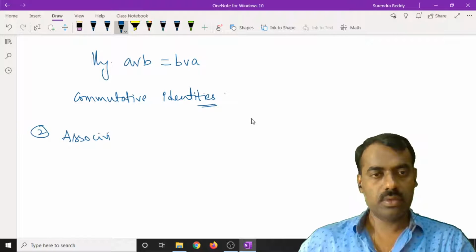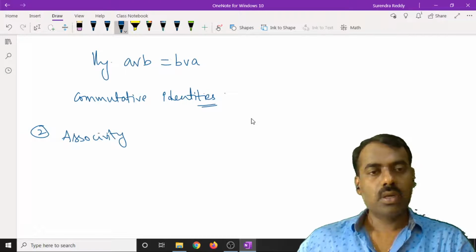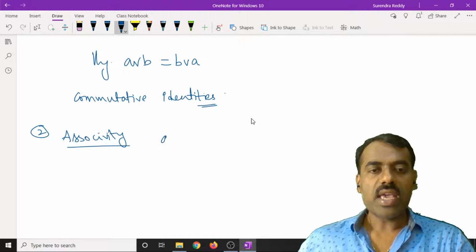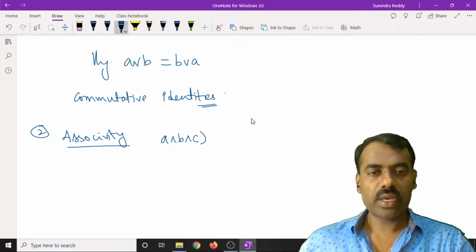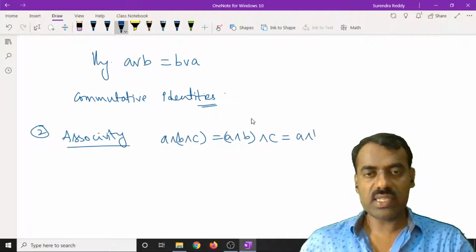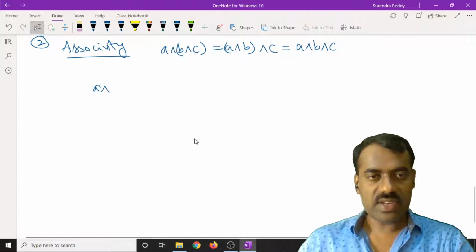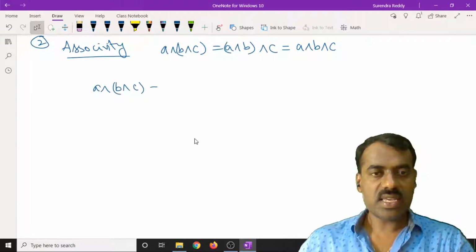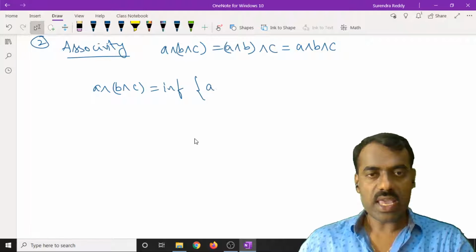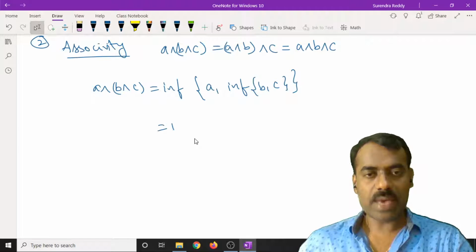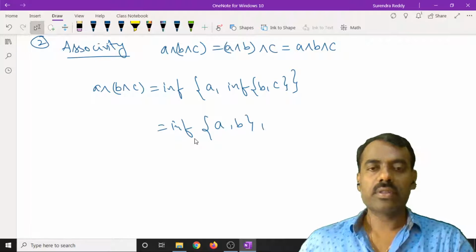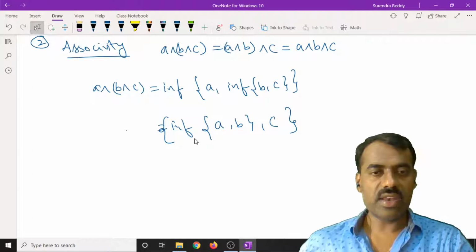Associativity. Associativity is that (A meet B) meet C is the same as A meet (B meet C), and this is actually the same as A meet B meet C. Why this is true is, again, as we discussed yesterday: A meet B meet C is nothing but the infimum of A, then the infimum of B comma C. But this is the same as the infimum of A comma B, then C, and you take the infimum for that.